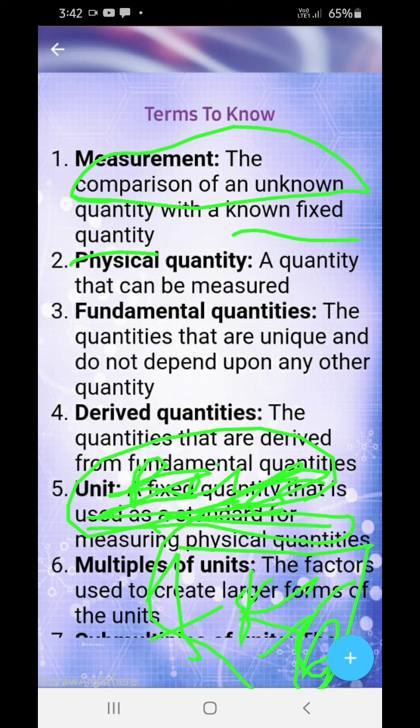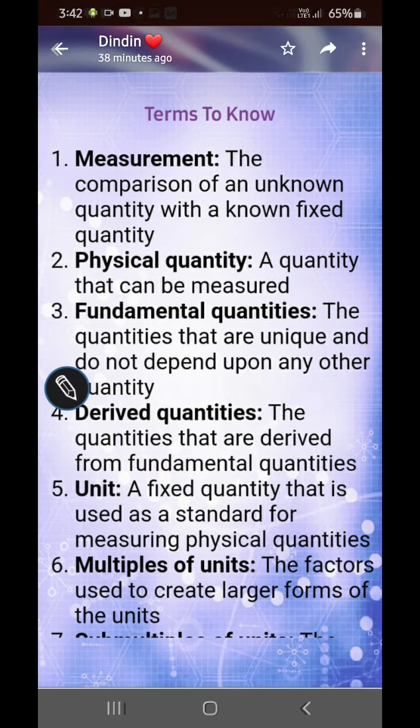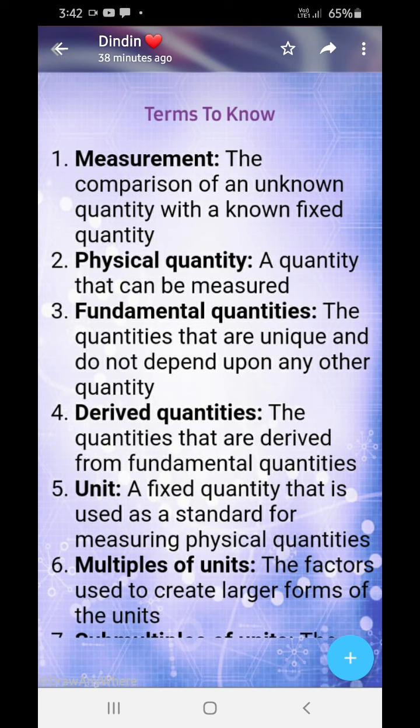Now, what are the fundamental quantities? Quantities that are unique and do not depend on any other quantity. They are not derived from any kind of formula. Okay, they're just there, some basic quantities. And what are derived quantities? The quantities that are derived from fundamental quantities. So the quantities which are derived means they are either multiplied or divided. Okay, and then they are derived.